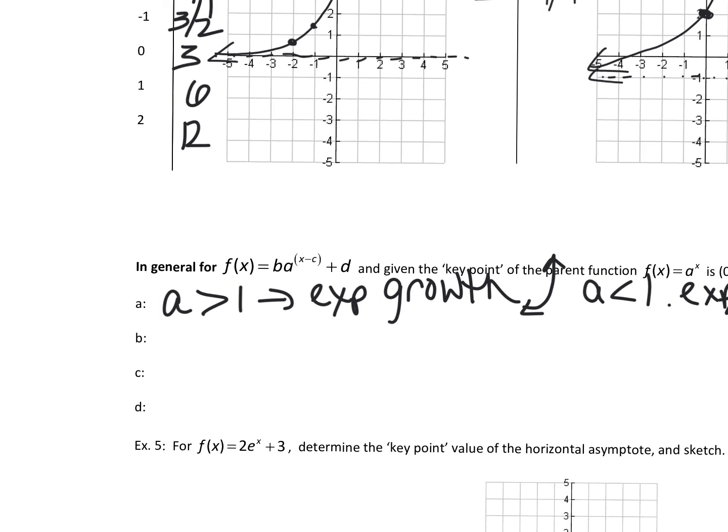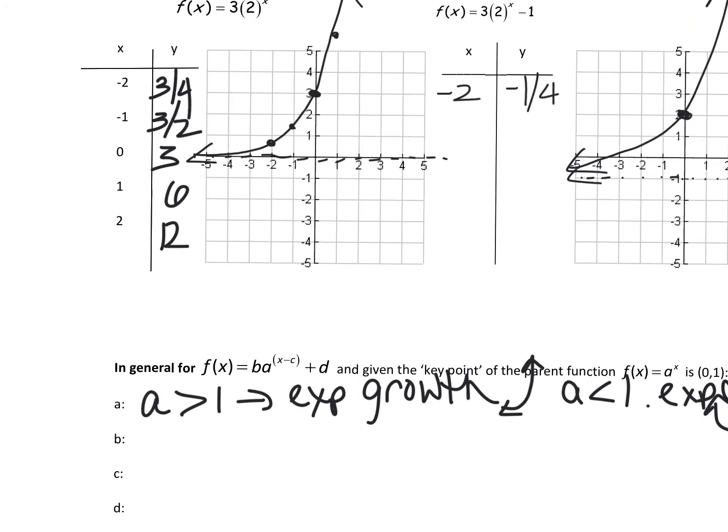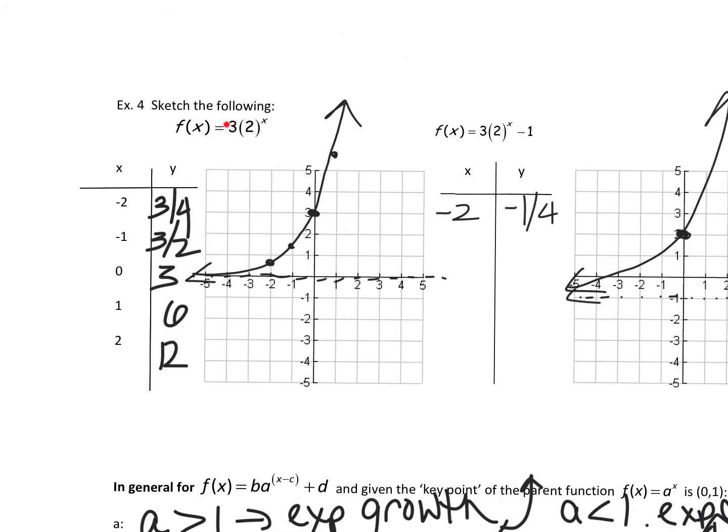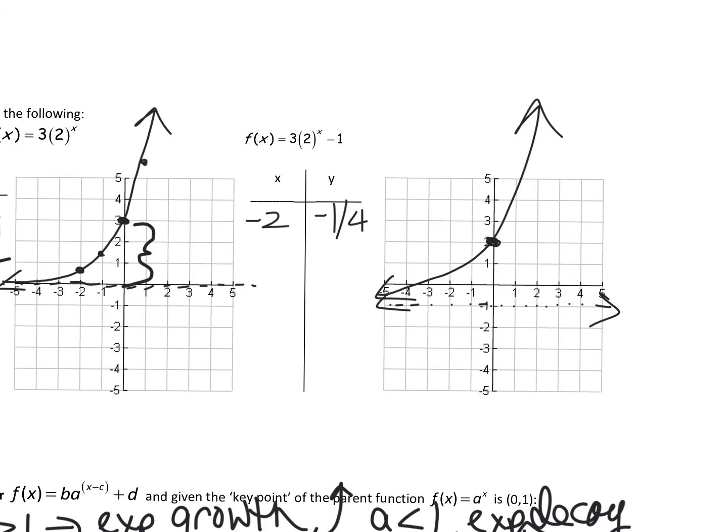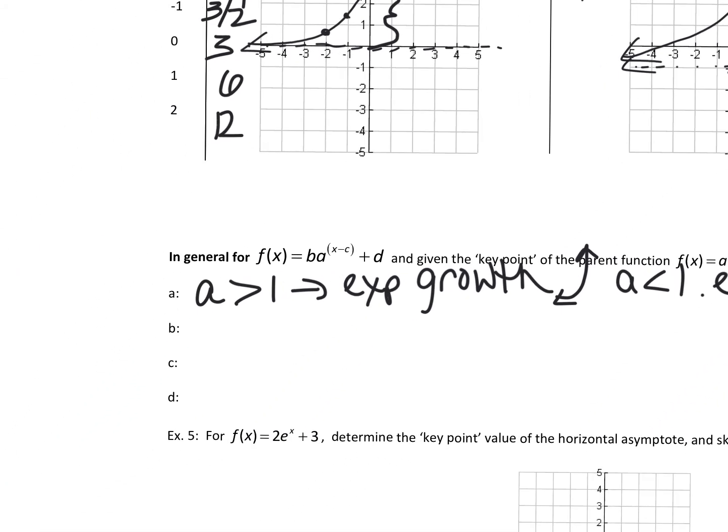Second part is, where is that key point? Well, if you have no transformations whatsoever, it's at 0, 1. But check this out. In this case, this number out front is 3, and you look, that's what took and made this key point go from 0, 1 to 0, 3. And even when we had this shift of -1 here, you still see the distance between the horizontal asymptote and that key point is still 3. So that's what B is.